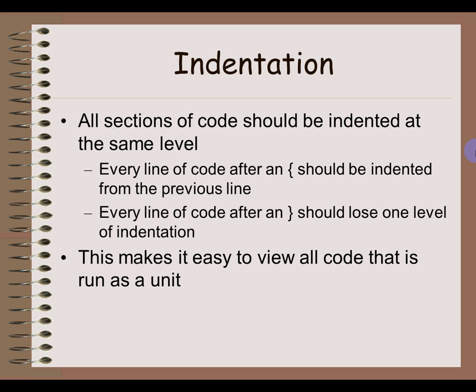The first convention we're going to talk about is indentation. Essentially what this means is that all lines of code should be indented at the same level. And every time you have a new open squiggly bracket, you should be indenting or tabbing over another tab, with all lines within that section being indented at the same level.